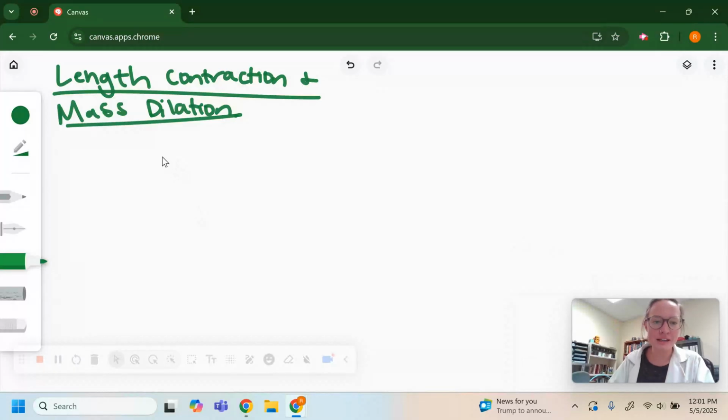Today we are talking length contraction. Did I spell that right? I totally did. Length contraction and mass dilation.